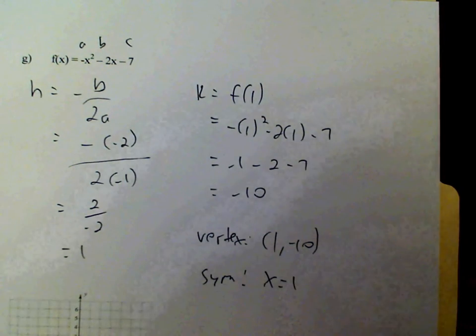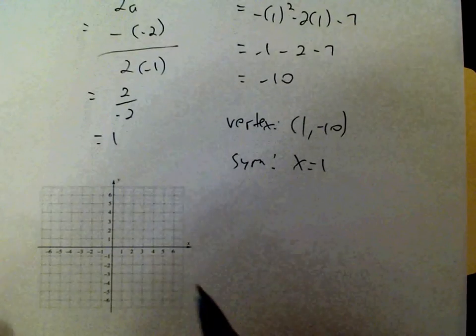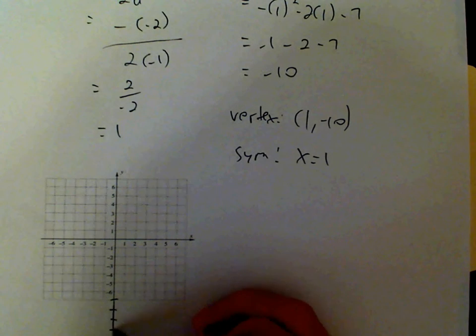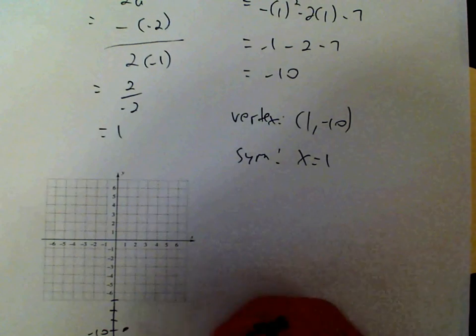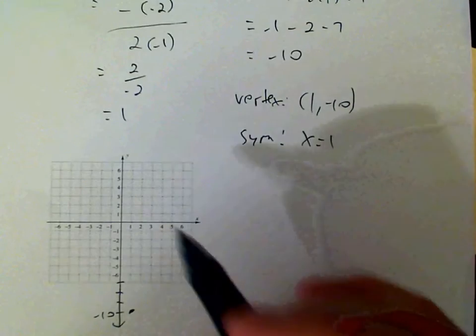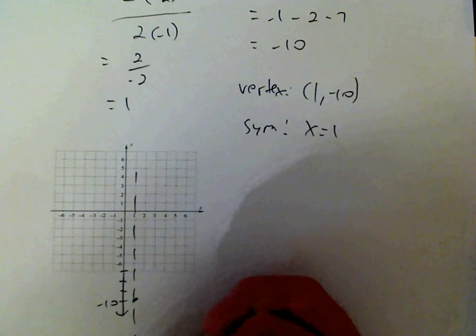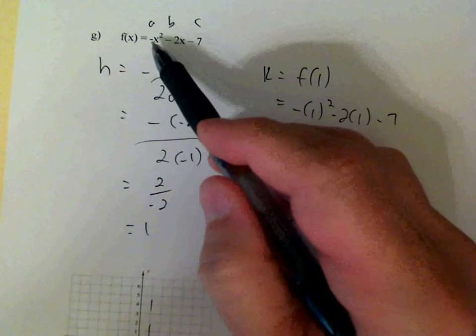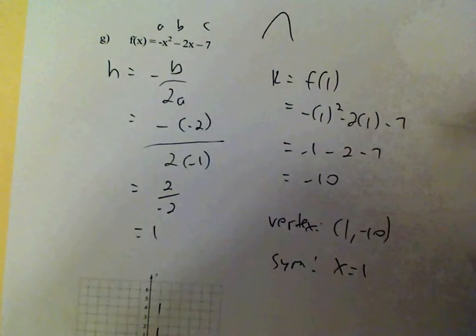So we have 1 comma negative 10. My grid goes off the page, so I'm going to extend that. 7, 8, 9, 10. So we got 1 comma negative 10, which is right there, and the line of symmetry is x equals 1. Something else: this a is a negative value, which means our parabola is going to be upside down. And so I need to find some points.